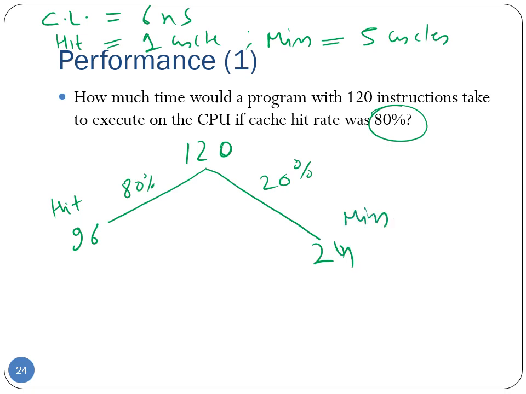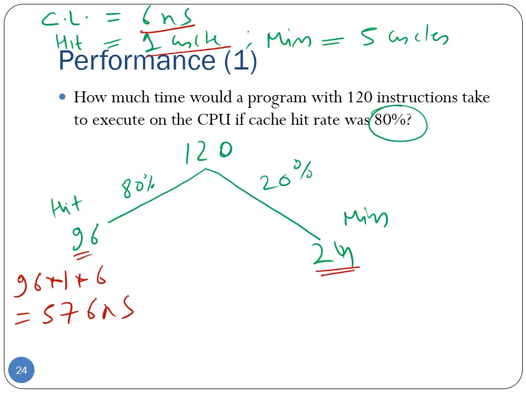Now let's figure out how much time these 96 instructions will take. We know that on a cache hit, the instruction takes just 1 clock cycle. So these 96 instructions will take a total of 96 into 1 cycles. Now each cycle is 6 nanoseconds, so let's multiply this by 6 to figure out the total time. So 96 into 1 into 6 is actually 576 nanoseconds.